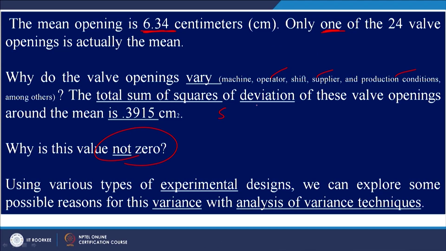So, why is this SST, sum of squares of deviation, not 0? We will try to find out the reasons why this is not 0. Using various types of experimental designs, we can explore some possible reasons for this variance with analysis of variance techniques.